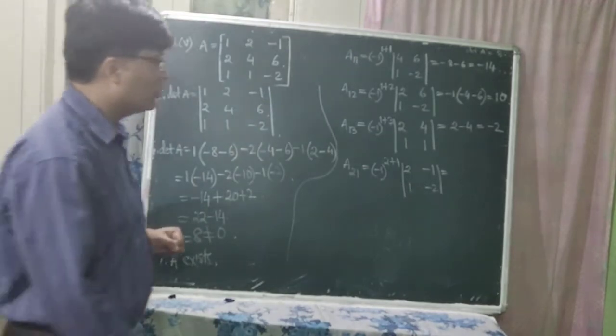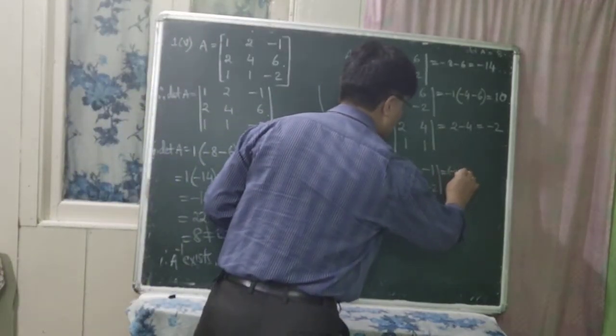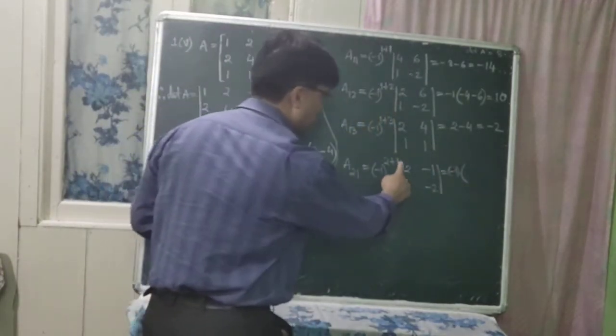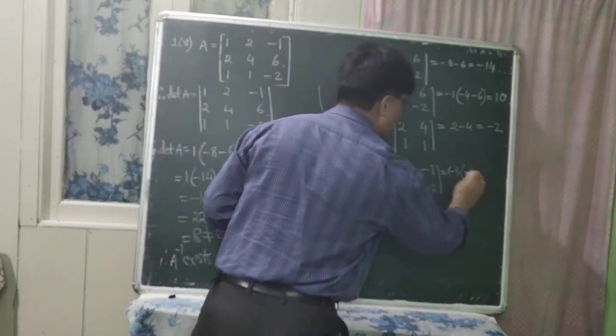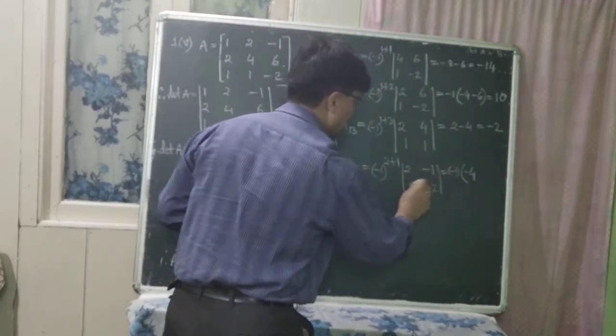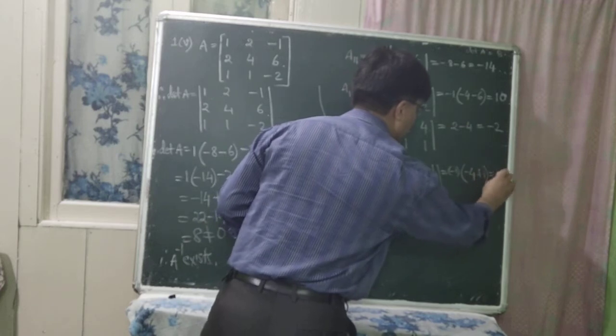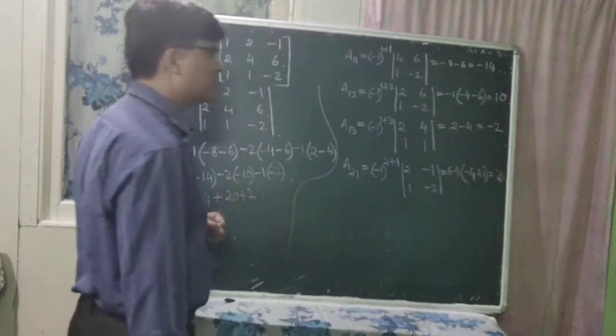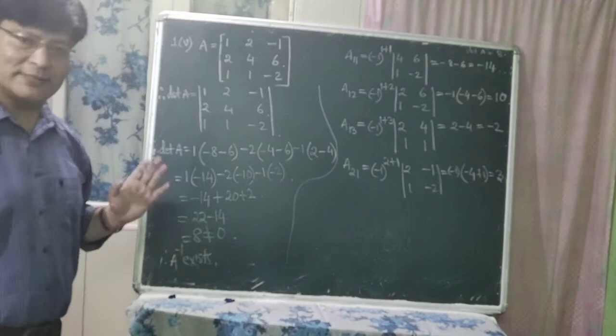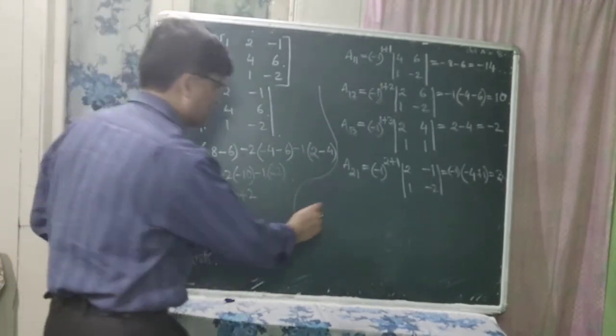What is minus 1 whole cube? Minus 1. This is your minus 1 within bracket, cross multiply. Minus 4. 2 into minus 2, minus 4, then plus 1. So which is equal to, if you simplify it, you will get only 3. Is that clear? Next, A22.